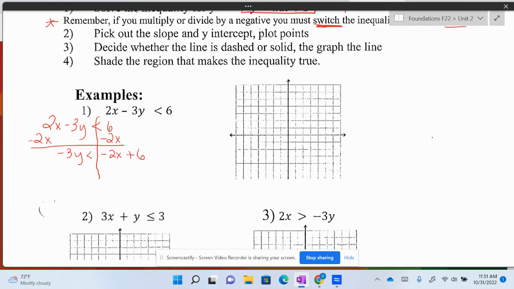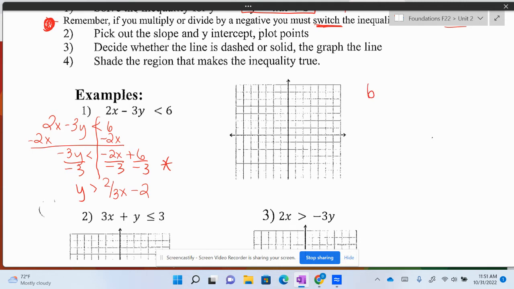Gavin? I'm dividing by what? What happens when I divide by a negative? What's this note up here say that I put the little asterisk by? Yeah, I'm dividing by a negative, so that's the special thing. Flip the inequality. So instead of it being less than, now it's y is greater than. That negative 2 over negative 3 becomes a positive 2 over 3x. And a positive 6 divided by a negative 3 becomes a negative 2.